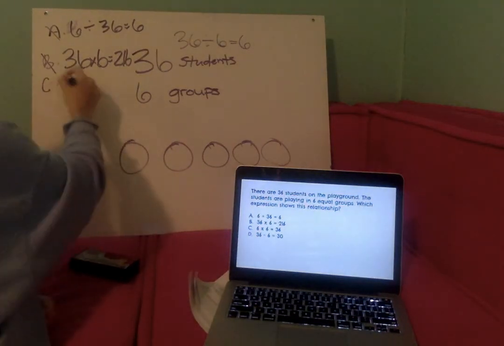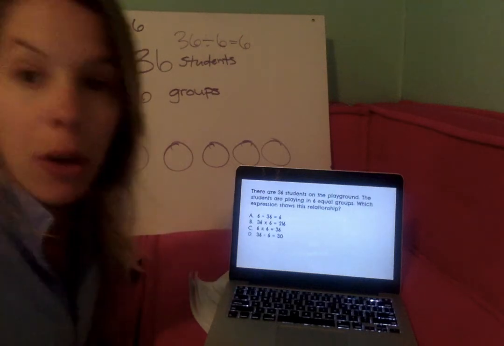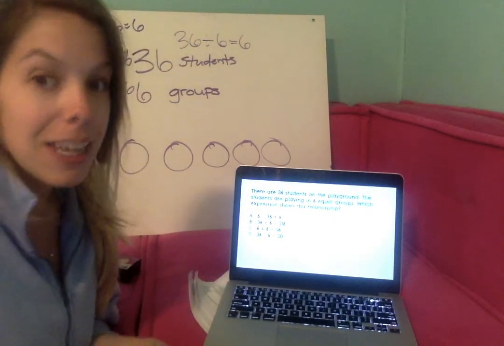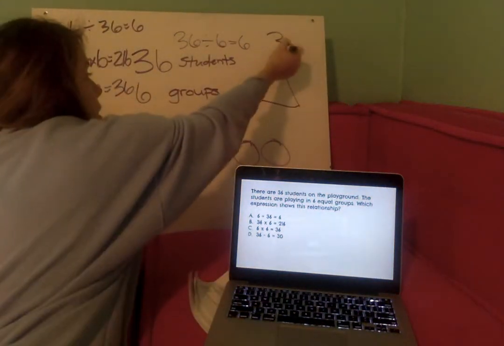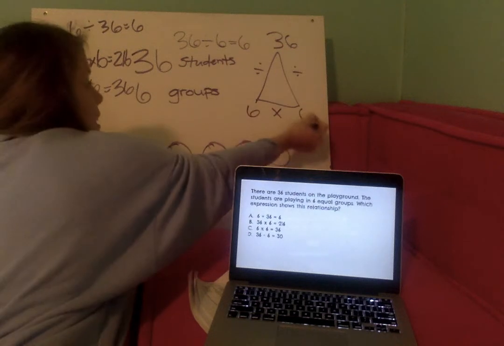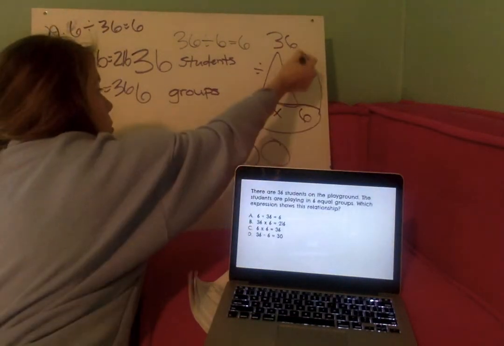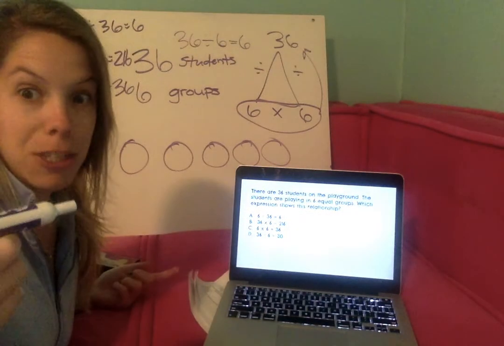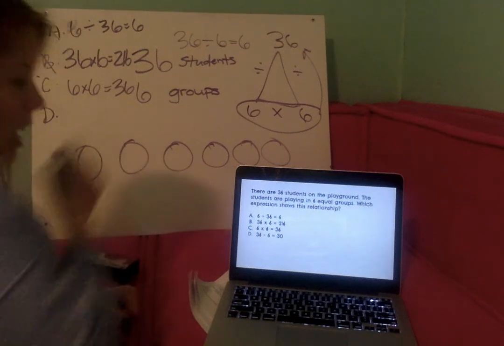C, 6 times 6 equals 36. Well, we know using a get triangle, if we had to fill in the blanks, if we're dividing 36, 6 and 6, 6 times 6 equals 36. So that would make sense. So that expression could work. Thinking dot. And lastly, D.